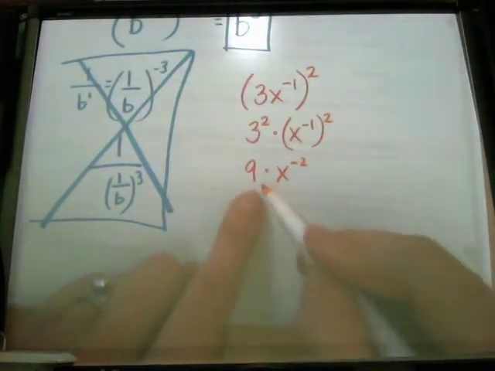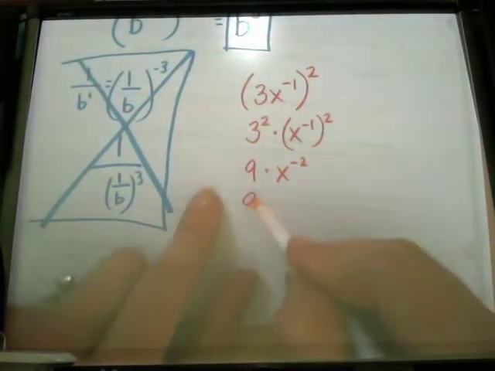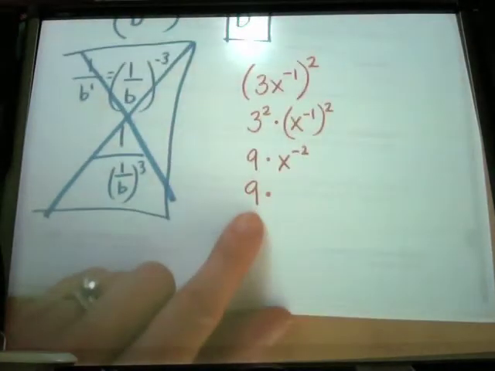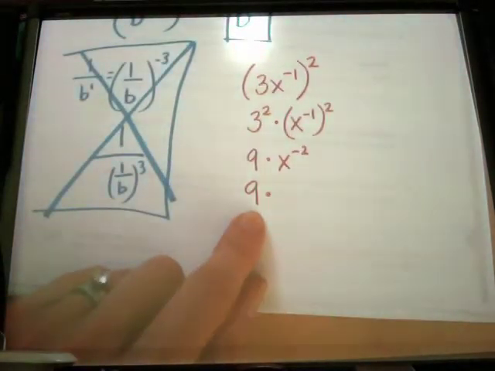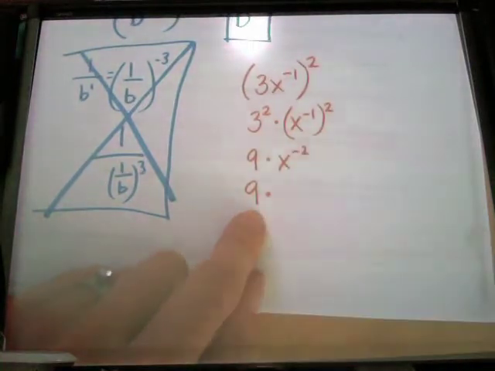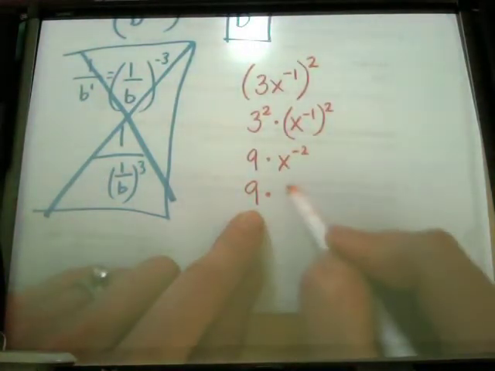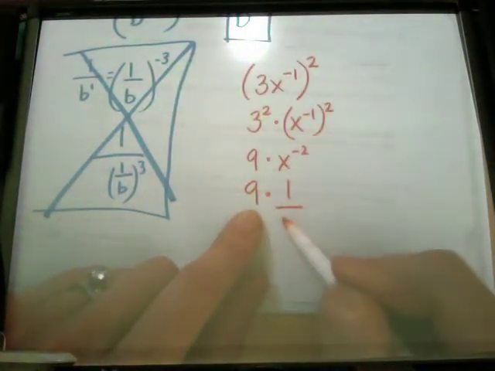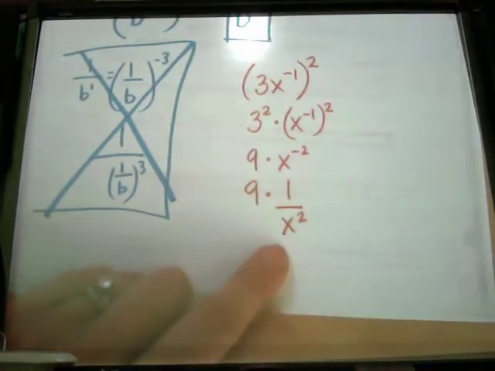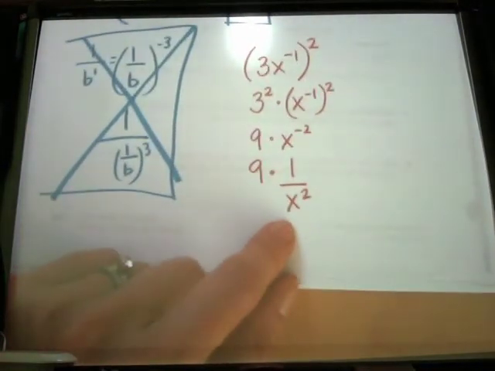Now, the 9 is not raised to the exponent, just the x. So the 9, I'm just going to keep it with the 9 times to show it's not part of that negative exponent. X to the negative 2. Let's apply the rule for negative exponents. 1 over, same base, same exponent, but it becomes positive.